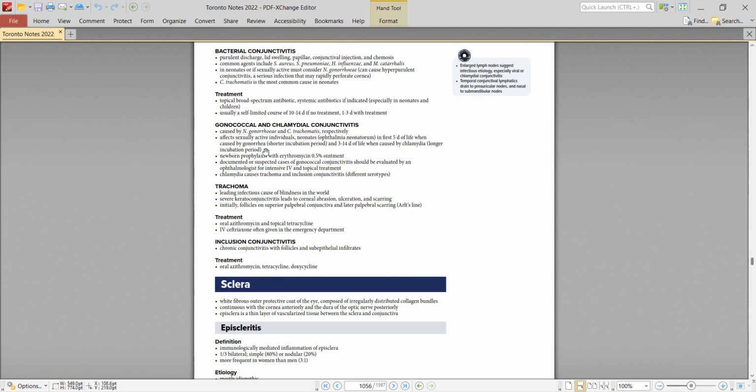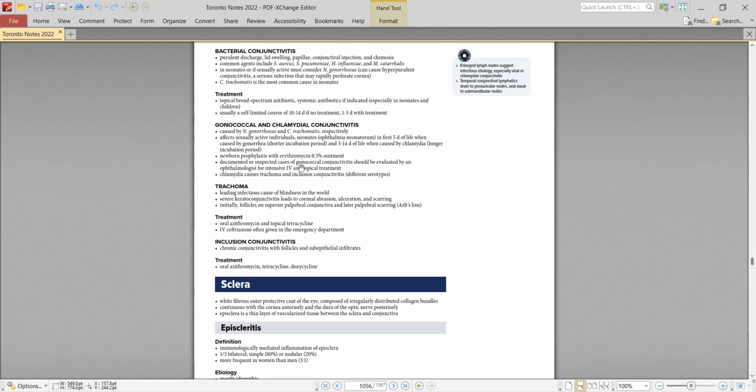If it is due to gonorrhea, you will see it in the first 5 days of life. That means when the mother is in the hospital, at that time only this thing is visible. If not, 3 to 14 days of life when it's caused by chlamydia. So chlamydia, even after discharge, within the first week of visit, till 14 days, it can occur. Even with prophylaxis with erythromycin 0.5% ointment. So to prevent all this, you have to give erythromycin 0.5%.